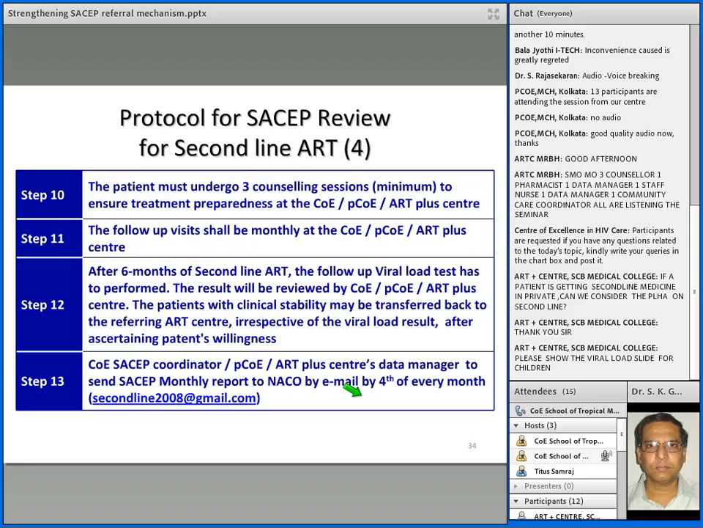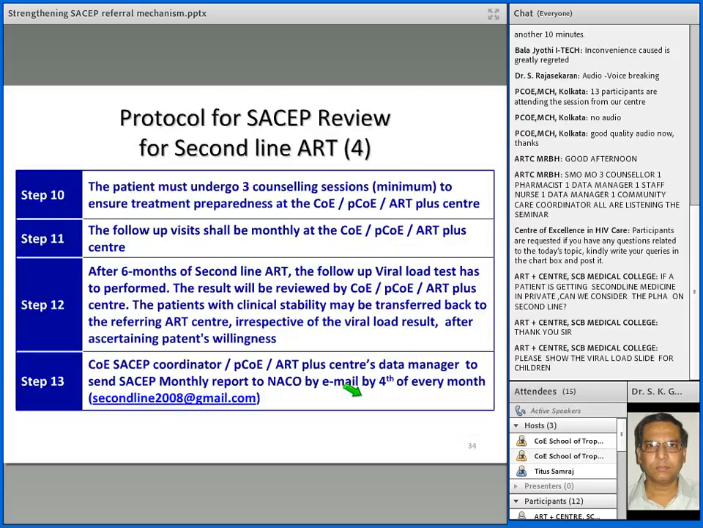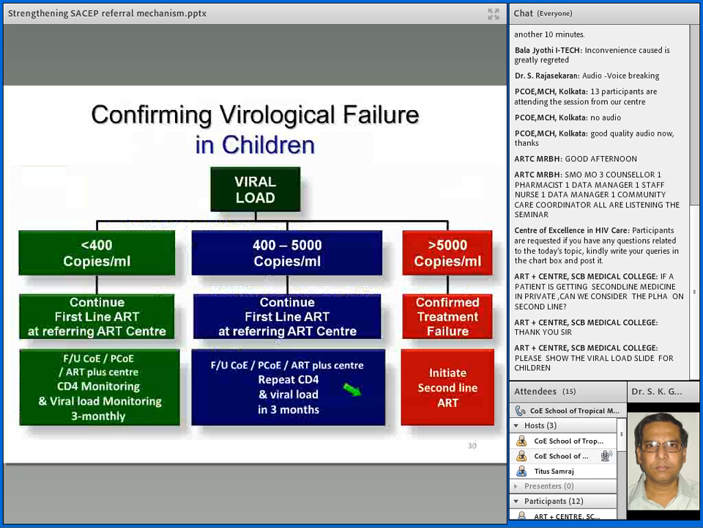I think there is a request, please show the viral load slide for children. So I need to go back a little to show that slide. This is for SME Medical College ART Plus Center. I would like to once again continue first line ART at the ART center.